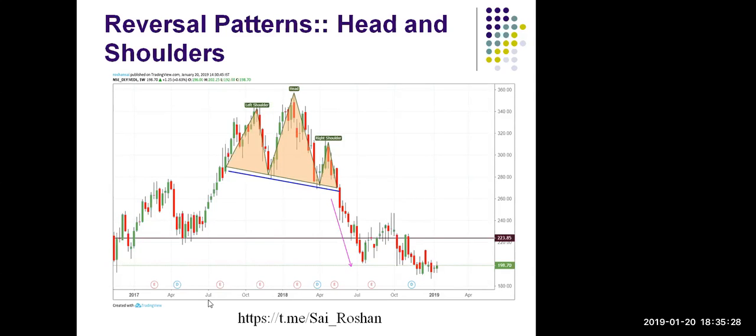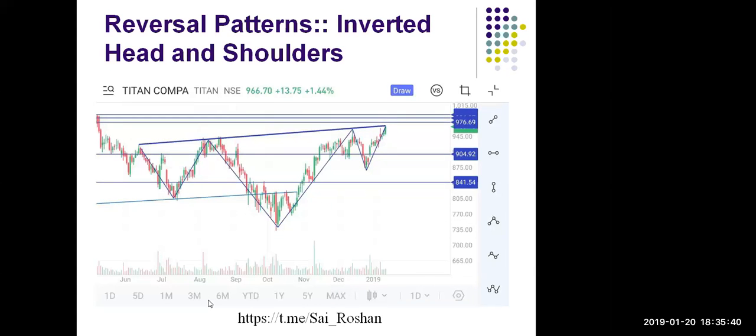It's a stock, Vedanta by the way, a weekly chart of Vedanta. Okay, so that's too much, right? So that's the beauty of the head and shoulders pattern. Yeah. So this is the inverted head and shoulders pattern.